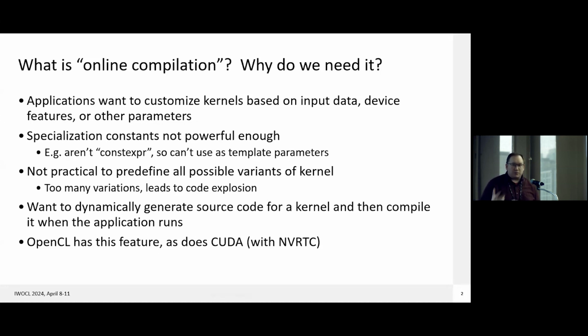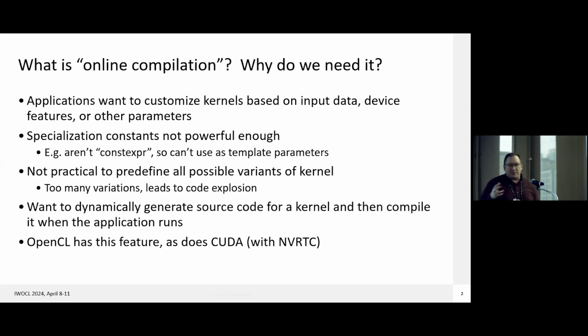Another way to try to solve this problem is to just enumerate all the possible options. You can predefine all possible variants of a kernel, all the different instantiations you may need. But depending on your application, there could be just too many variations, and that could lead to an unmanageable code explosion. So what we'd like to be able to do is to dynamically generate source code for the kernels that we want to compile, and then compile it when the application's running.